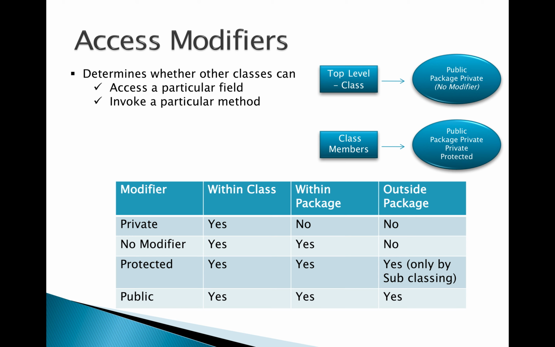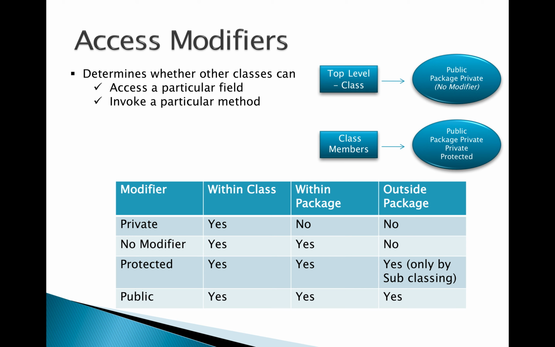The third modifier is protected. Protected means you will be able to access within the class and within the package, and outside the package you can also access it, but by subclassing. If you have a package A and a class C, and you go to a different package B, you will not be able to access the protected members of C directly. But if you subclass C, let's say D extends C, then you will be able to access them. So protected members cannot be directly accessed by creating a reference, but they can be accessed by subclassing.